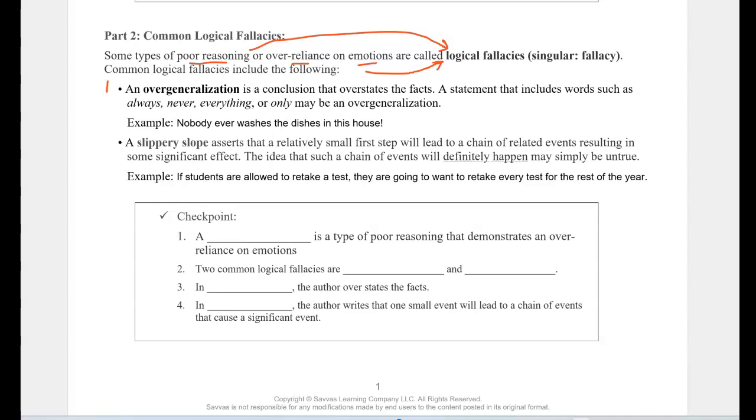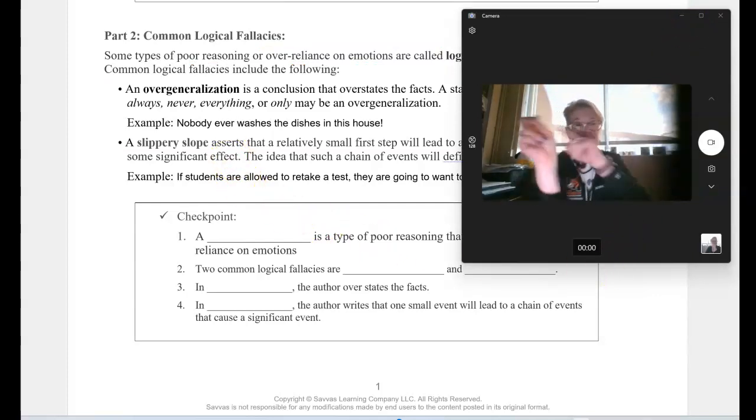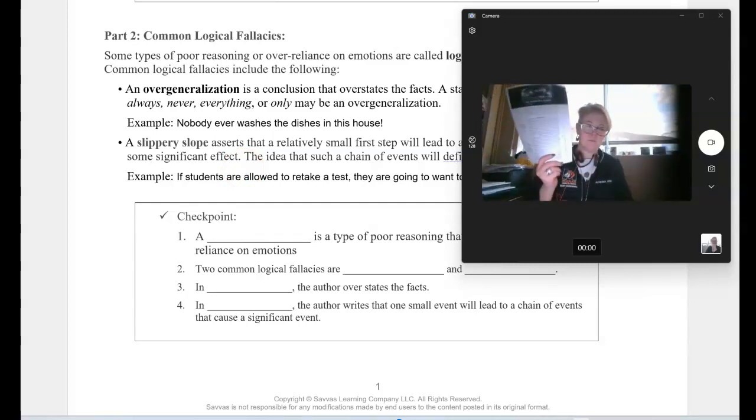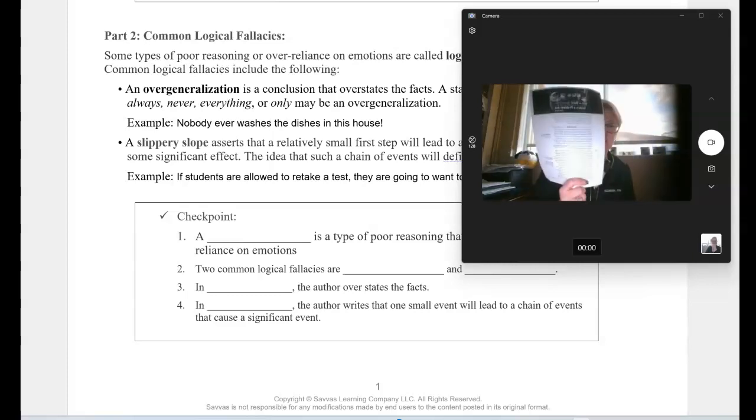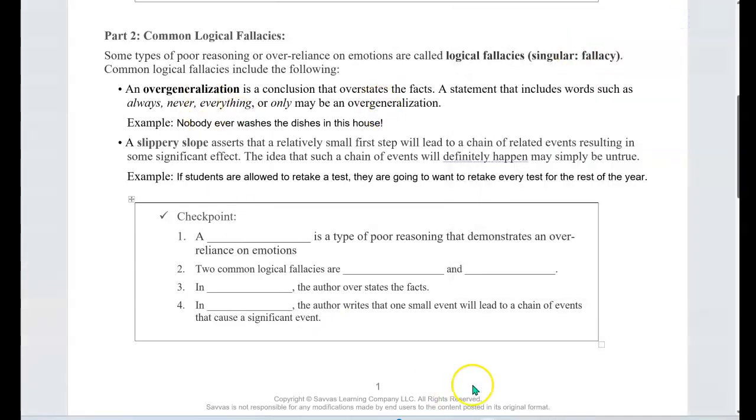We have two types of fallacies here. There are many, many types of fallacies. We are only showing you two. These two fallacies are in the texts. You're going to find them. So you need to know what they are so you can find them in the text. So, overgeneralization.